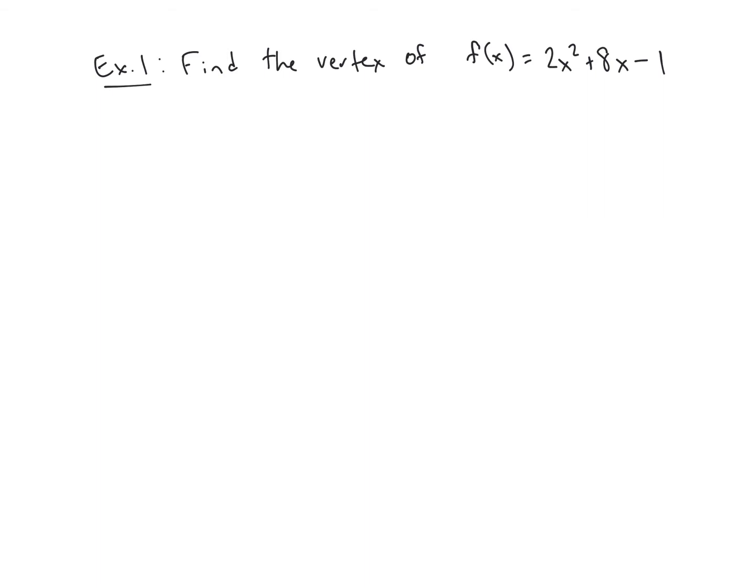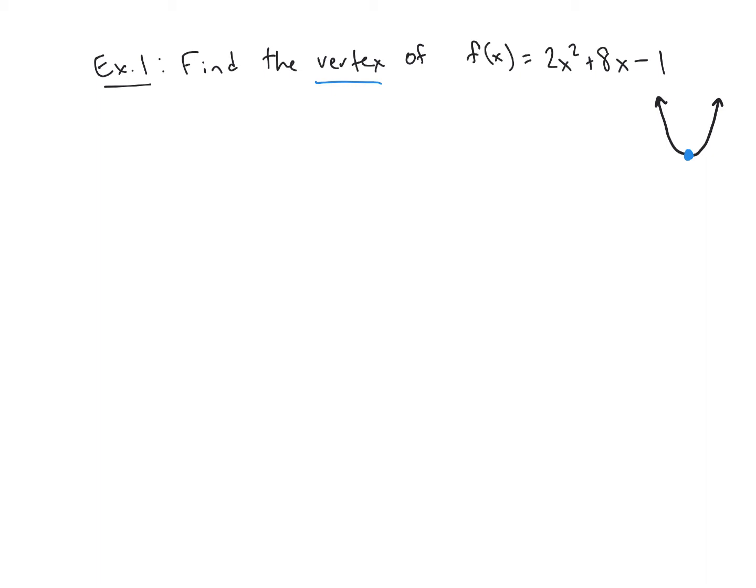Example 1, we're going to find the vertex of f of x equals 2x squared plus 8x minus 1. Our key word there is the vertex. It's been a little bit of time since we went over that, but we've defined the vertex, and we're thinking about parabolas. So we're thinking about graphs of those U-shaped parabola graphs, and our vertex is going to be that turnaround point. That point on the graph where the graph switches from either decreasing to increasing or increasing to decreasing.